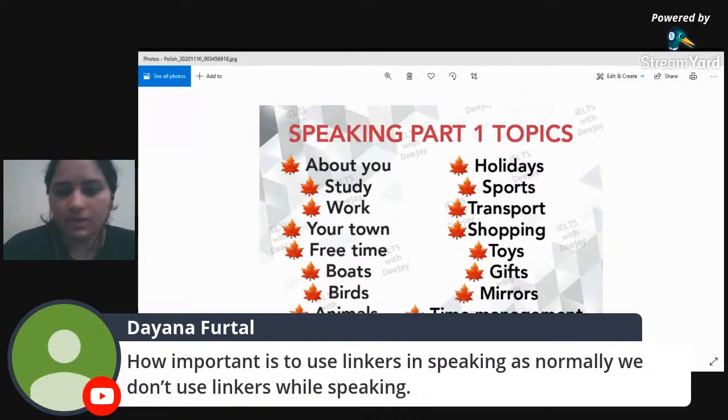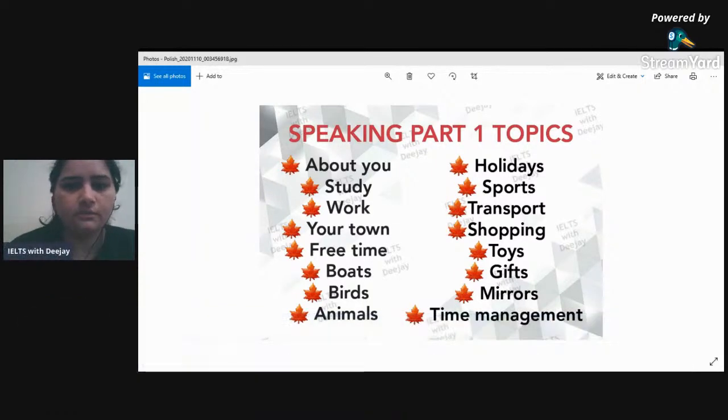Linkers are really important in speaking, mostly in the second part, that is the cue card. There it's a must and you should use linkers because the examiner will come to know that you are going to add one point, then a second point, that now you are telling something, and now you are going to conclude. All of this depends upon how well you use the linkers. They are important to use. You must use them, but do not overdo it. Overdoing is going to give you a negative impact. Just use 2 to 3 or 3 to 4 linkers. That is sufficient.